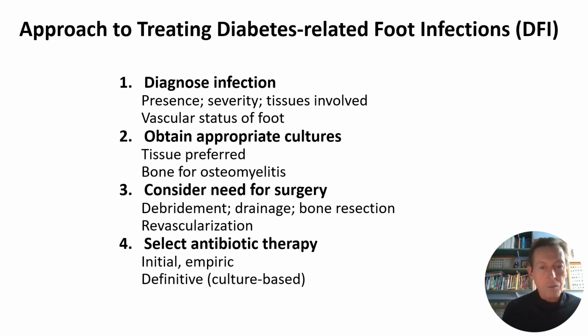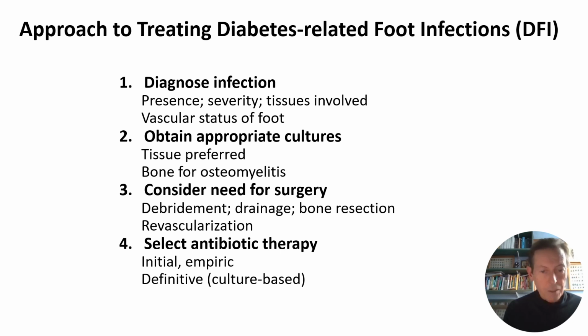The second part is to obtain appropriate cultures, and tissues are preferred to superficial samples, I mean swabs, and bone samples are preferred for osteomyelitis. Surgery is a very important part of the treatment of these patients, and it is based on debridement, drainage, bone resection, sometimes amputation, and again revascularization when it is needed is really important.